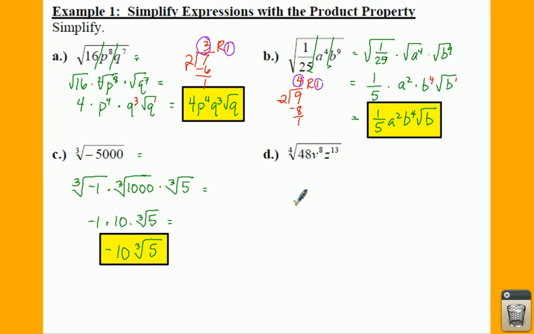Alright, last one for example 1. Simplify the 48, the v and the z. So let's split this up. Now we're doing 4th roots. So we're going to need to keep our 4th roots handy here. And we're going to have to simplify by finding a perfect 4th that goes into 48. So z to the 13th. So a perfect 4th root that goes into 48.